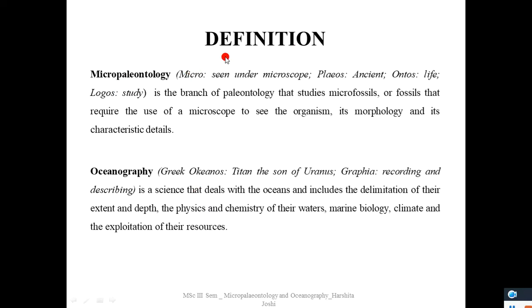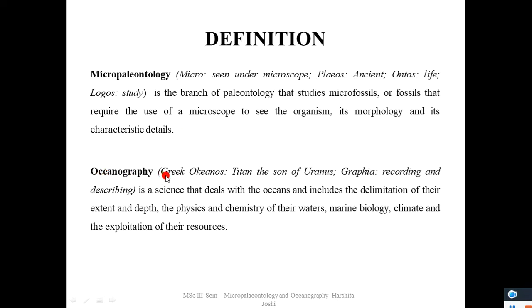Coming to the definition of micropaleontology first. You already know what paleontology is. Paleos means ancient, ontos means life, logos means study. Micro means seen under the microscope. So micropaleontology is ancient life's study which can be done under the microscope. It is a branch of paleontology, and here we study the various morphology, characteristic details and application of the microfossils.